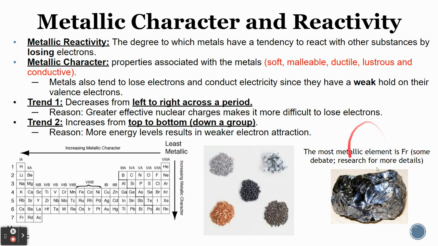And then our most metallic element is francium, because it's all the way to the left and the bottom. But there is some debate on that. And like I said, you could research that because there's often debate as to is it cesium or francium that's considered the most metallic. And again, you can read up on the debate. But for now, we're just going to go with francium just because it's based on that periodic trend.